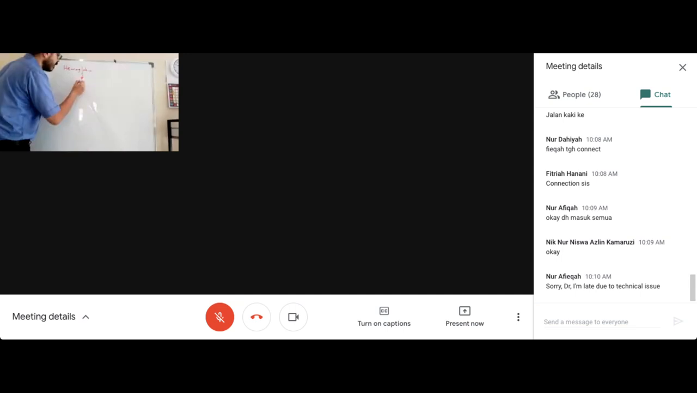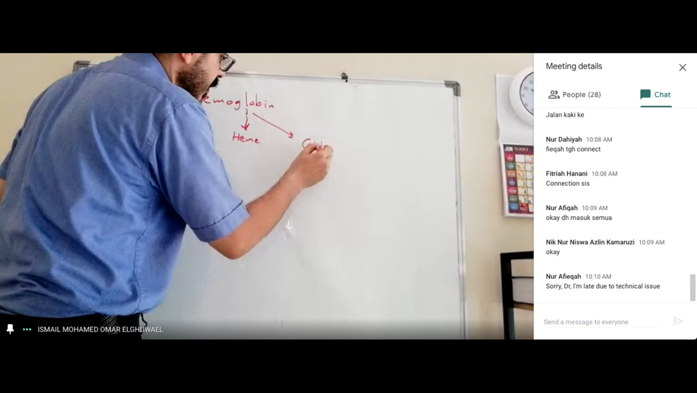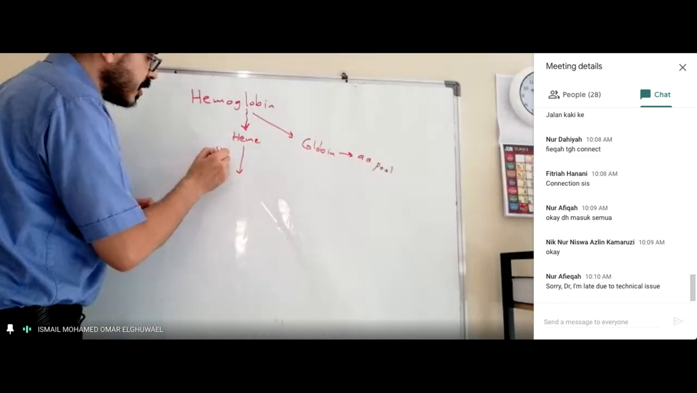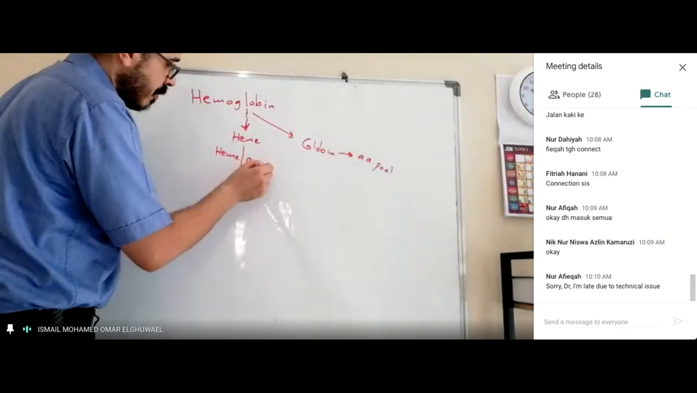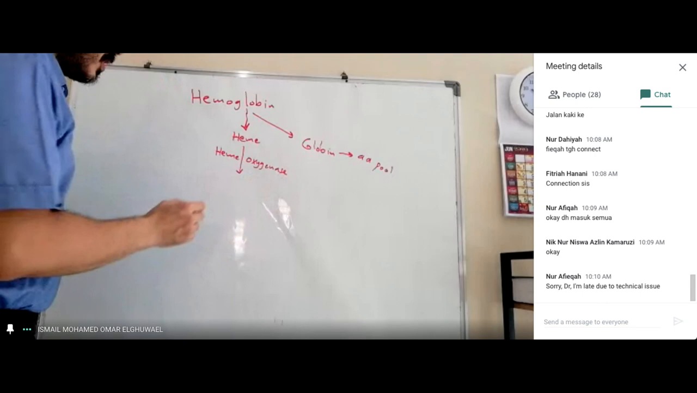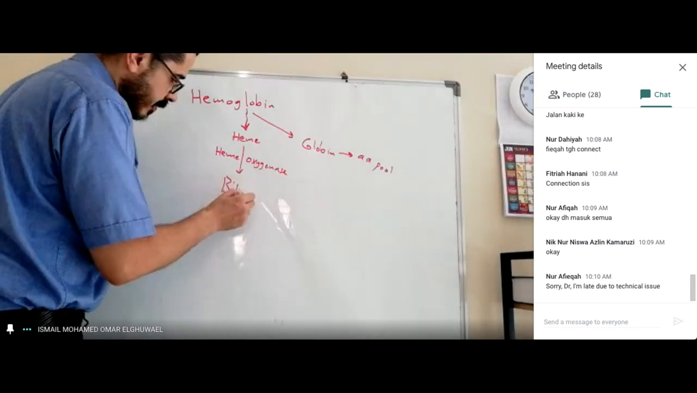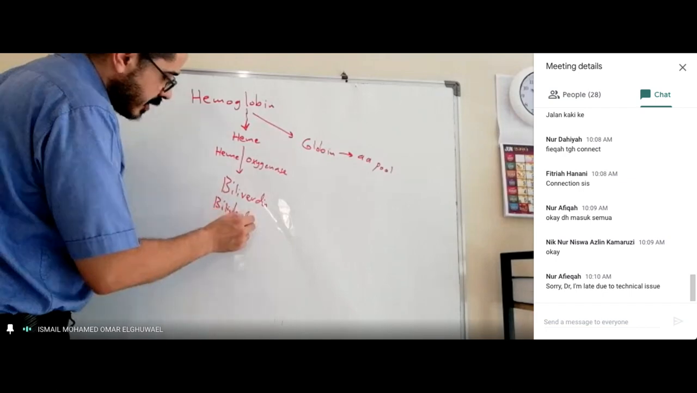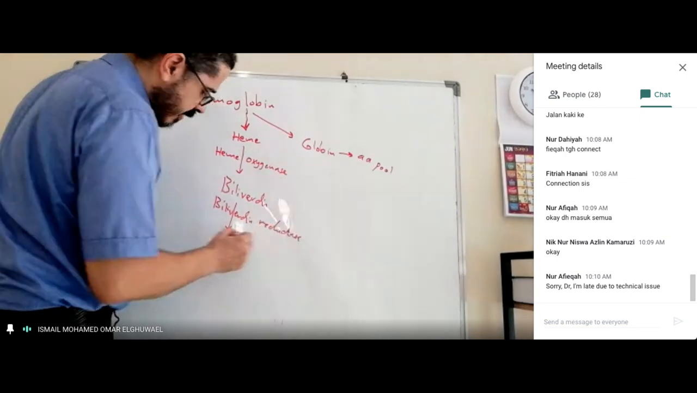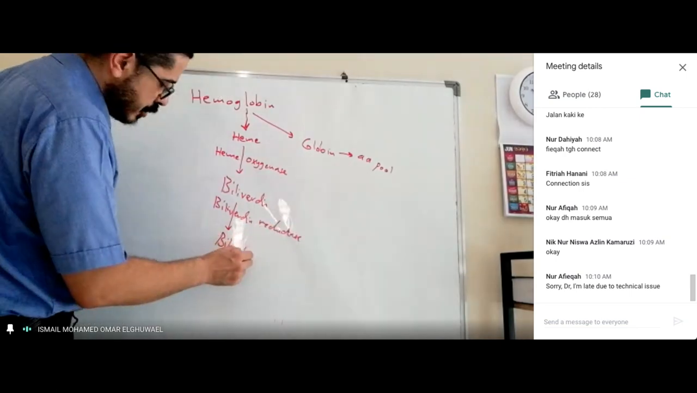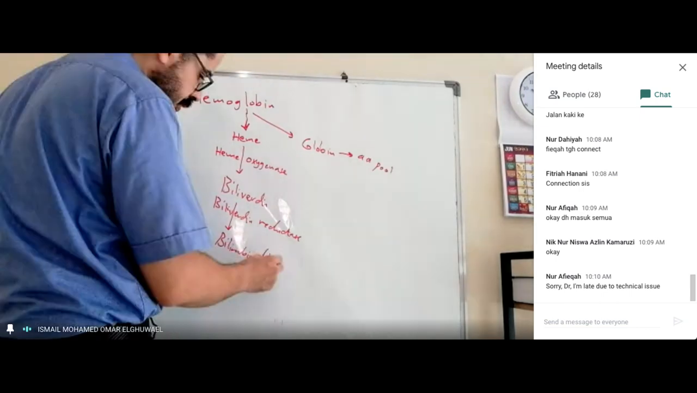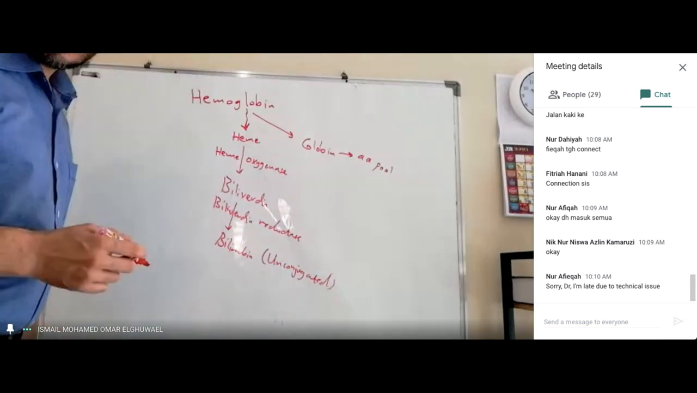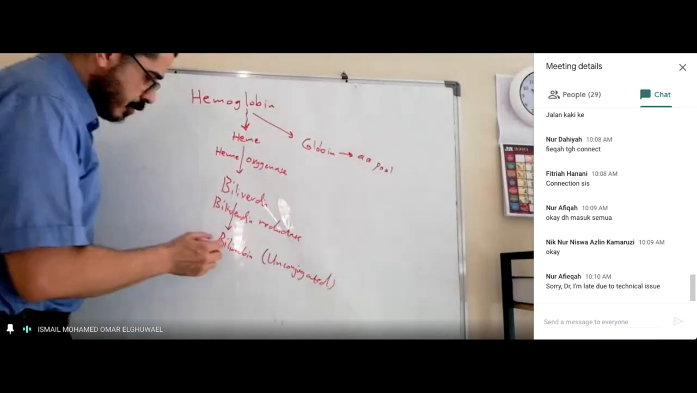Hemoglobin. And so this goes to the amino acid pool. And here goes to heme oxygenase. Heme oxygenase will give us biliverdin. Then we have, what is the name of the enzyme? Biliverdin reductase will give us bilirubin. So this bilirubin is unconjugated, also called indirect. It is lipid soluble. It binds to albumin.